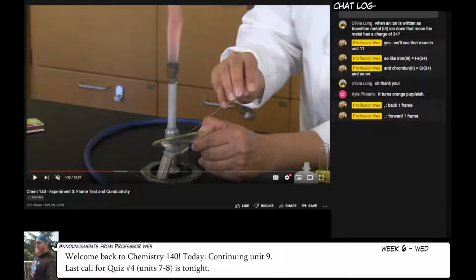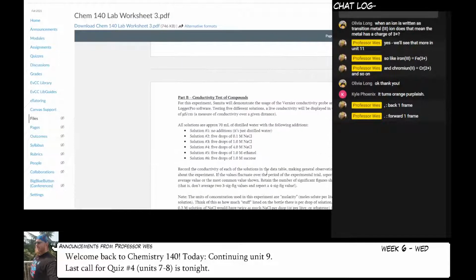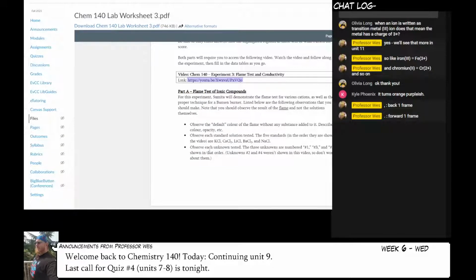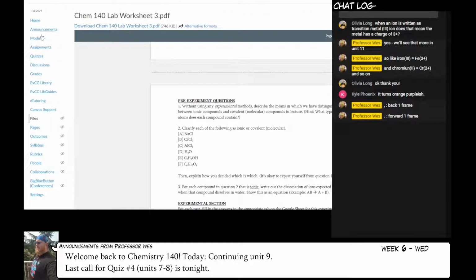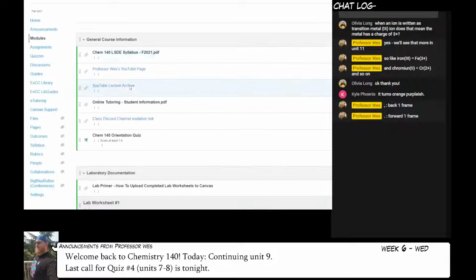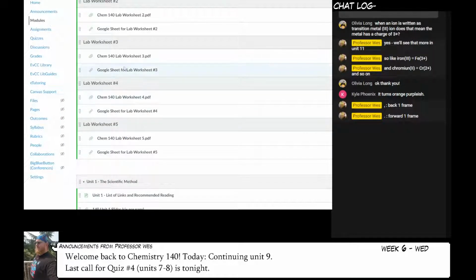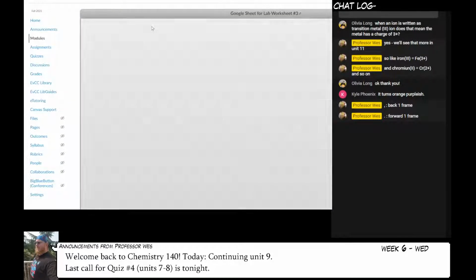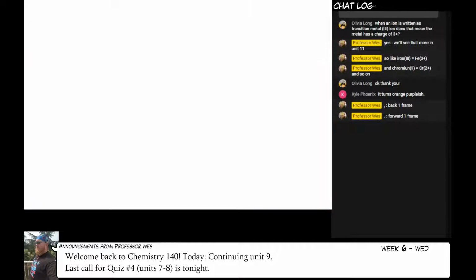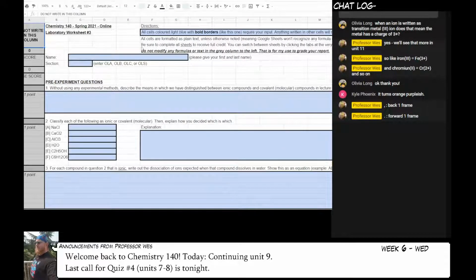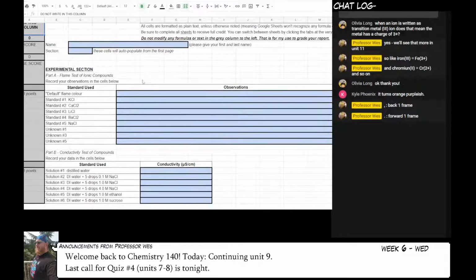So you'll play through that, and you're going to record your observations for the flame test. And so there'll be a table. Let me actually get the table here that you'll be working on. All right, so here's part A. Or sorry, this is actually pre-experiment questions. Here's part A. You're going to describe what you saw in this table. And then we're going to do some unknowns.